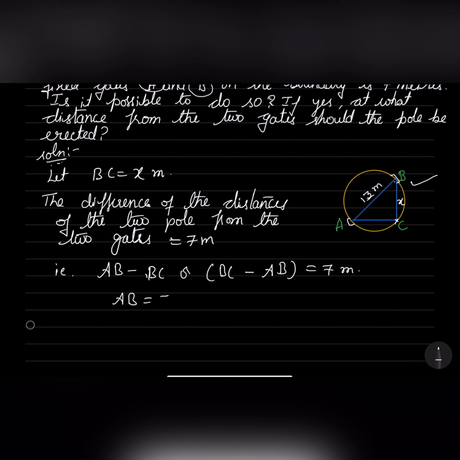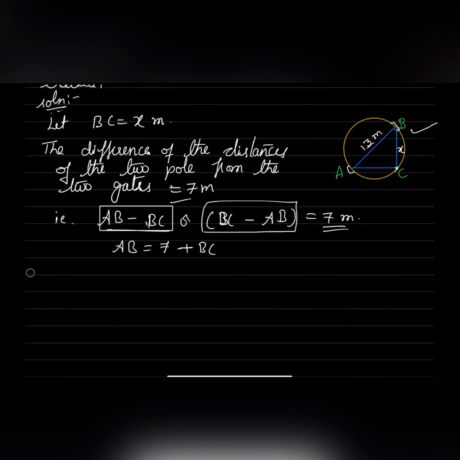Now AB will be equal to how much? 7 plus BC. It is a difference. Difference means it can be either AB minus BC or BC minus AB. So I have taken this AB is equal to 7 plus BC. They have given the difference is 7 meters. Oh no, I have to take not AB here, it is AC. This is AC. This is also AC. So AC is equal to 7 plus x meters. So this is 7 plus x.